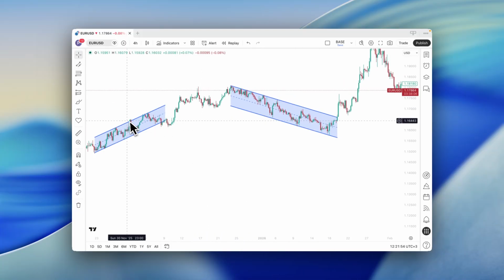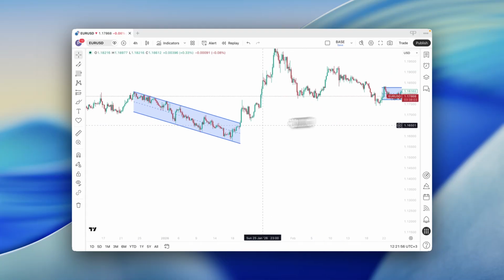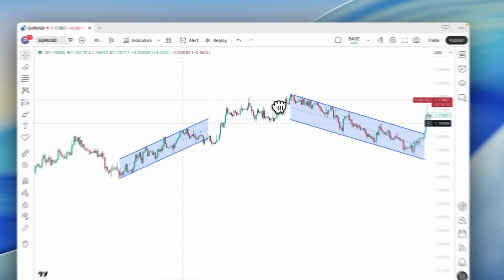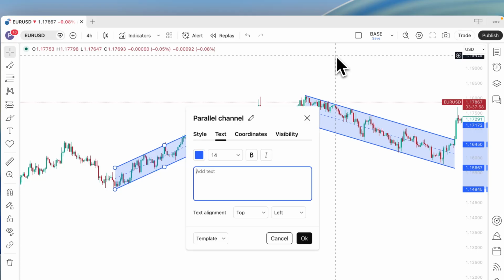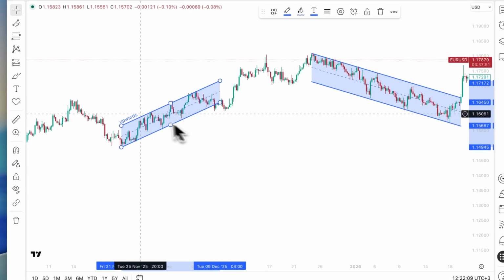So as you see, we've placed an upwards moving channel and a downwards moving channel and a sideways moving channel. However, we have not edited these channels. So you can see once we click on the gear button, we can even add a text. We can write upwards, and you can see that the text has now emerged on top of our channel.